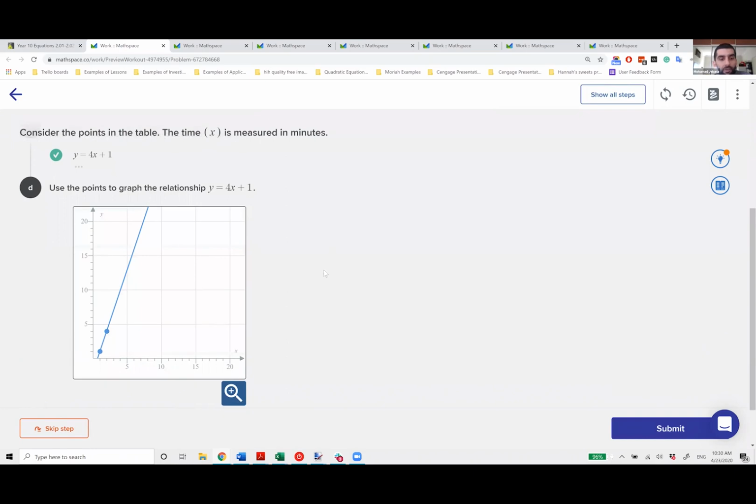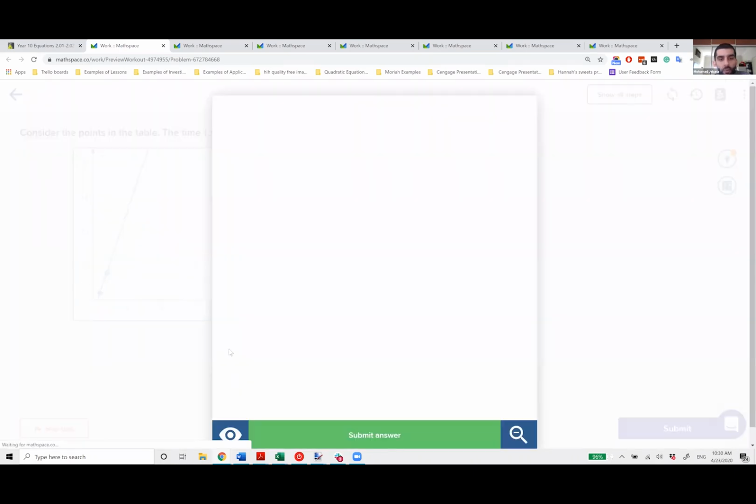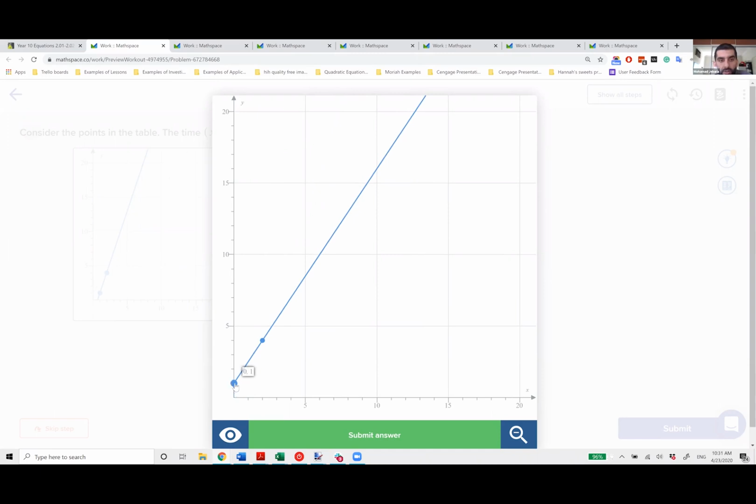All right, now let's have a look at graphing this on Mathspace. We said when x was 0, y is 1. And then it was going up by 4. So when x was 1, y was 5. And then we can check some other points. When x equals 2, y is equal to 9, exactly as we expect. So you can graph that. Any other point should be on that line.